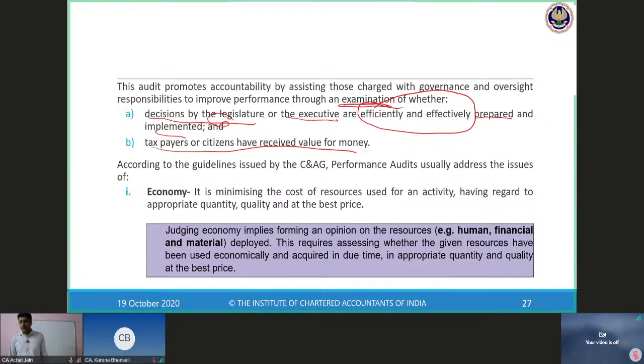According to the guidelines issued by the CAG, performance audits usually address the issues of economy. Now, what do we mean by economy? Minimizing cost of resources, having regard to appropriate quantity, quality, and the best price. Means if there are any ways for cost cutting in relation to a project, whether that was done or not, to ensure that there are economies in terms of various activities which are carried out. And at the same time, quality should also be maintained.